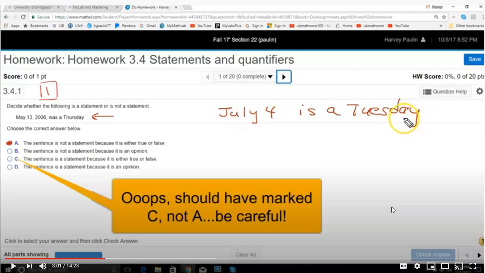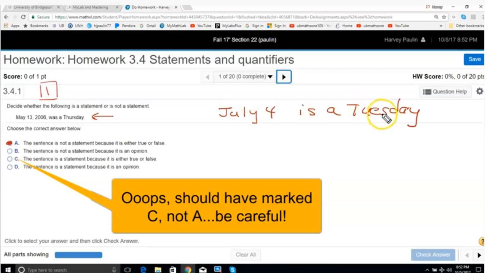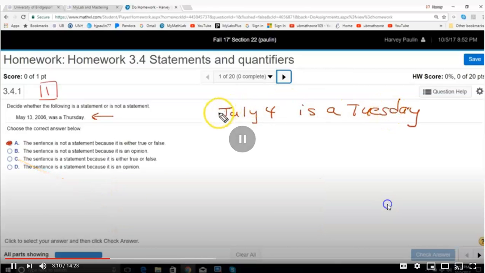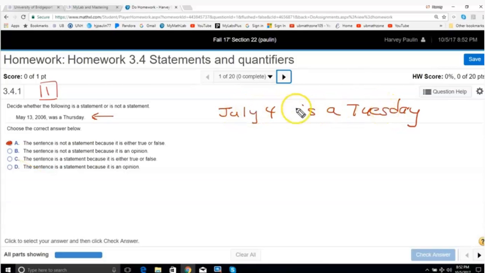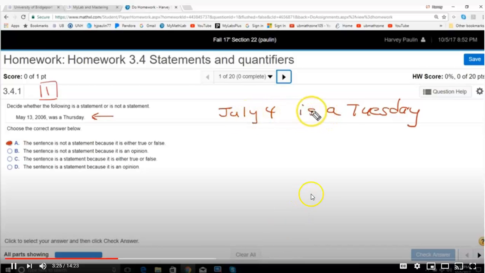Betty, what do you think? Hold your space bar down. Okay, yeah, it could be on a Tuesday. Yes, but is it always on a Tuesday? And Joe? No. So, and I need to pause on my end as well. This statement could be true, or it could be false, or this grouping of words. So it is not classified as a statement because it could be either true or it could be false.